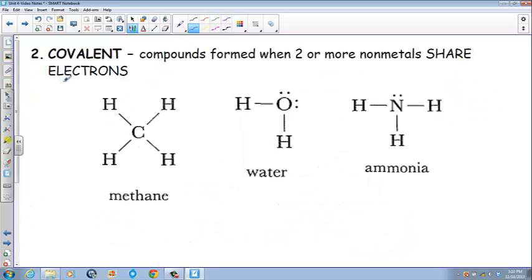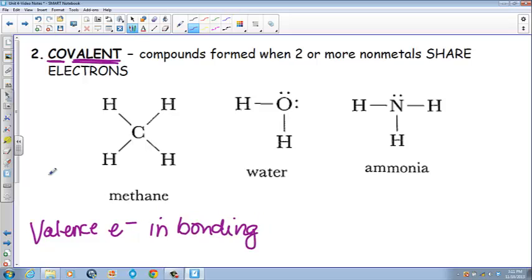All right, and the second type of bond is called a covalent bond. Covalent meaning sharing, and then valence, sharing the valence electrons. Compounds formed when 2 or more nonmetals share their electrons. Remember, we're always talking about valence electrons in bonding. So here we have methane, and some of these actually are listed on your reference tables as well. But methane can form 4 bonds, therefore it will bond with hydrogen to share these electrons. So each line represents the sharing of 2 electrons.